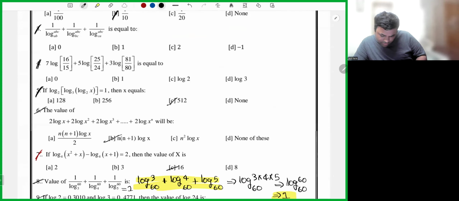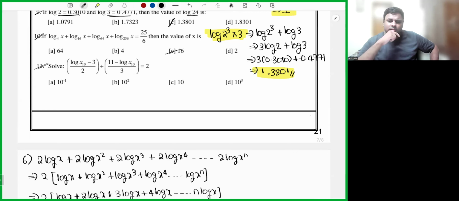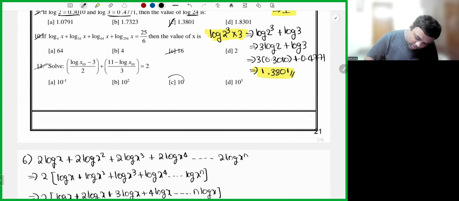Now last sum. All are done? Yeah, all are done. Log x base 10 minus 3 by 2 plus 11 minus log x base 10 by 3 equals 2. He's asking you to calculate the value of x. Either you can do option verification or you can solve it. How will you do option verification? Instead of x, go ahead and substitute 10. Because what is log 10 base 10? Obviously, sir, log 10 base 10 is 1, right? Let us substitute this 10 and see. Log 10 base 10, 1 minus 3 by 2 plus 11 minus 1 by 3.